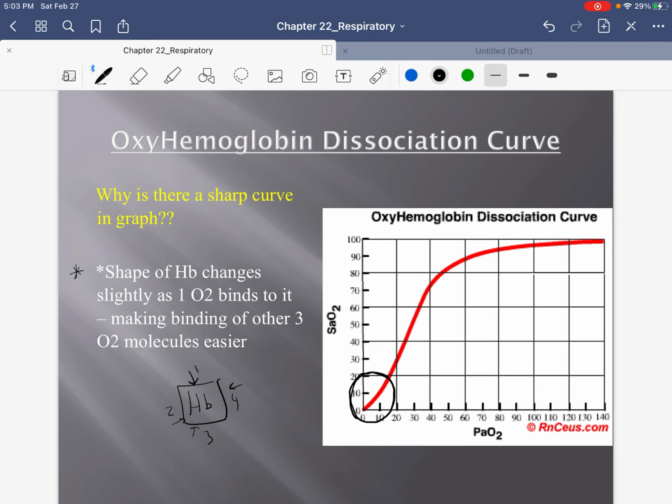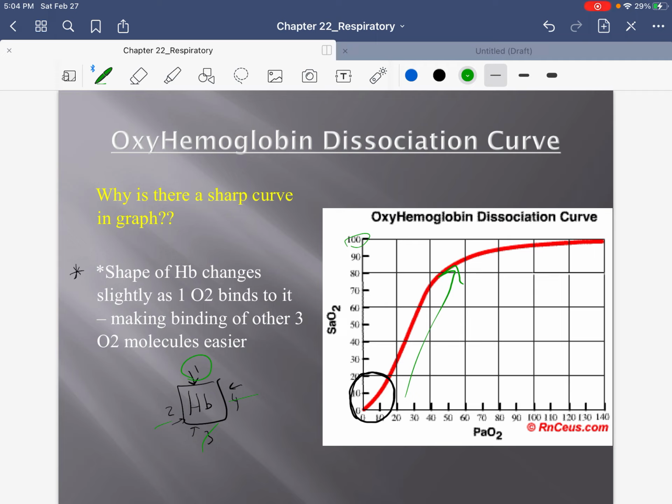But there's a molecular thing that happens. The shape of hemoglobin changes. After the first oxygen binds, the remaining 3, boom, boom, boom, can bind so quickly. So that's why we see that the rest fill up so quickly, and we very quickly get to full saturation.